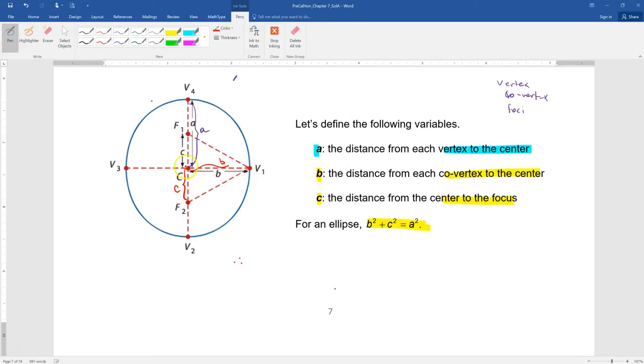So look, if I'm at the center here, let me get another color. If I'm at the center here, okay, you know that A is longer than B because the vertices are further away from the center than the covertices, right? A is along the major axis. So A is from the center to the vertex, and that has to be longer than the center to the focus. So A is your largest variable, right? So it makes sense that the other two smaller ones must add to the larger one.